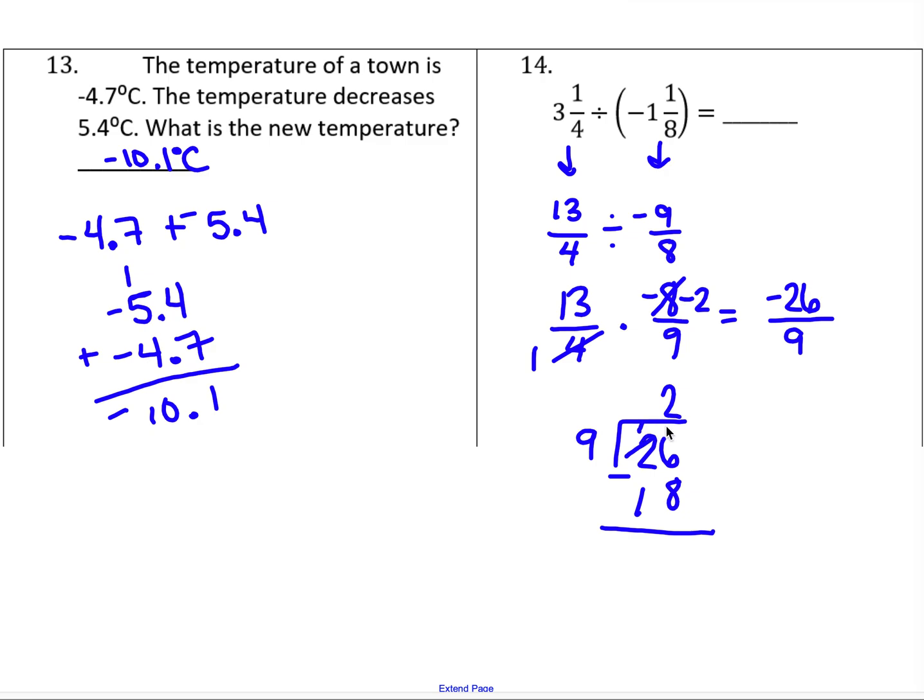I've got to borrow here. This becomes a 16. 16 minus 8 is 8. 1 minus 8 is 1. So I have 2 and 8/9. And this is really negative because this is a negative number. So going back up here to my answer blank, negative 2 and 8/9.